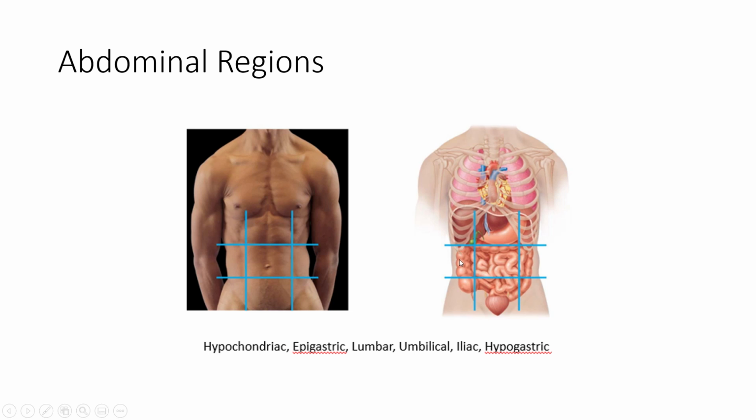Down here in the middle, we have the right lumbar. In the center, the umbilical. On the left-hand side is the left lumbar. Then we have the iliac region. So this is the right iliac. In the middle, we have the hypogastric. Hypo means underneath or less than, so that's underneath the stomach or below the stomach, so hypogastric region. And then we have the left iliac.